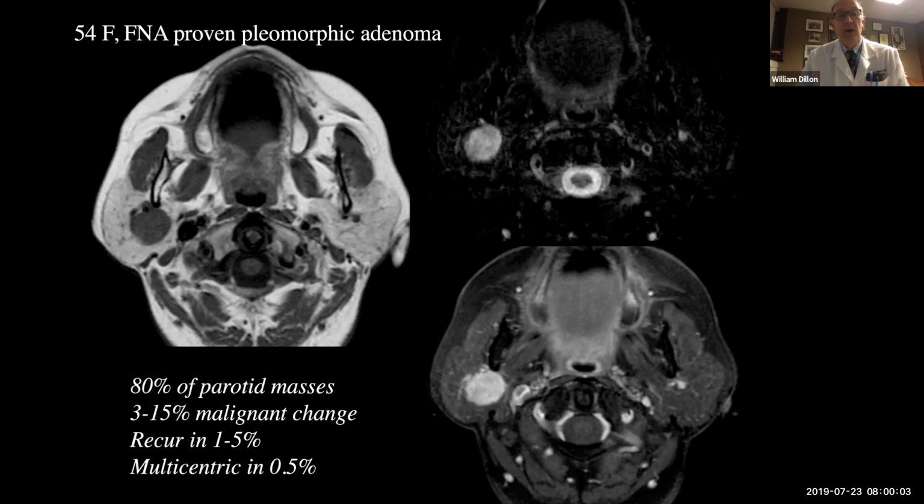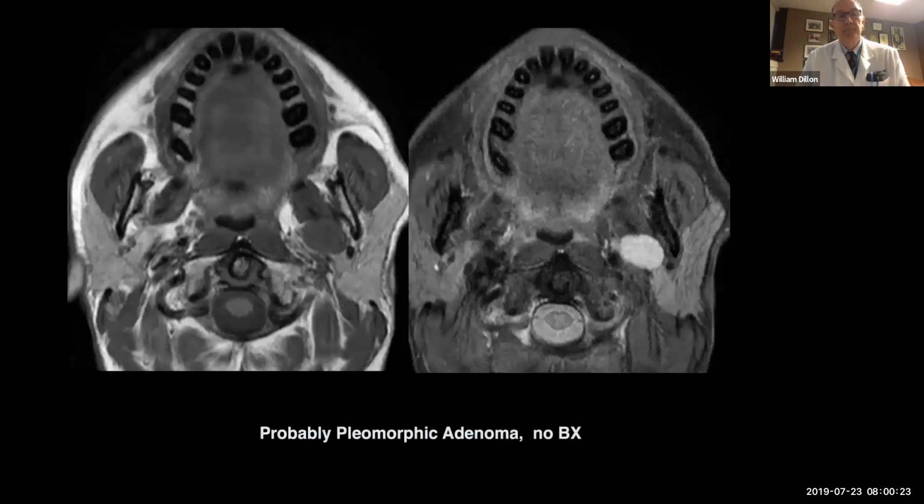Okay, so these are 80% of the parotid masses. They can occasionally turn malignant, in which case they're termed carcinoma ex pleomorphic adenoma. They can recur in a good 1 to 5% of patients and occasionally be multicentric, but normally not.